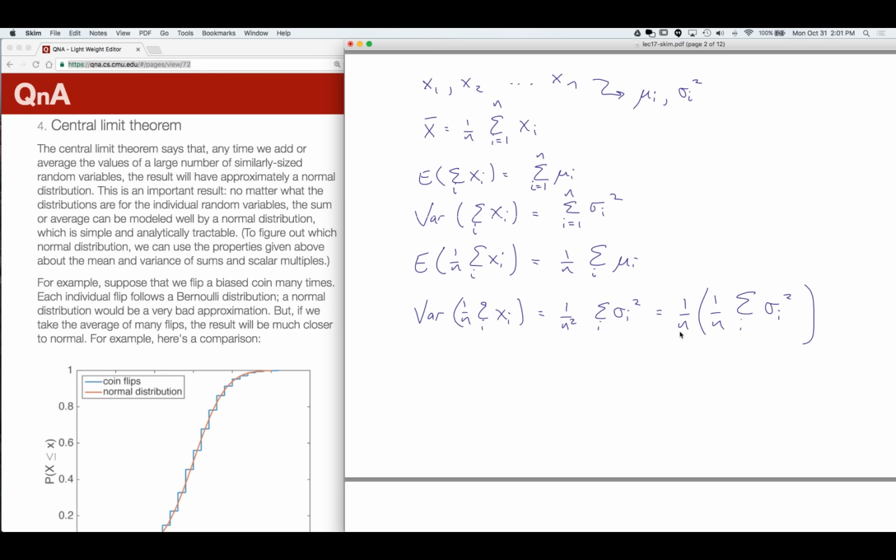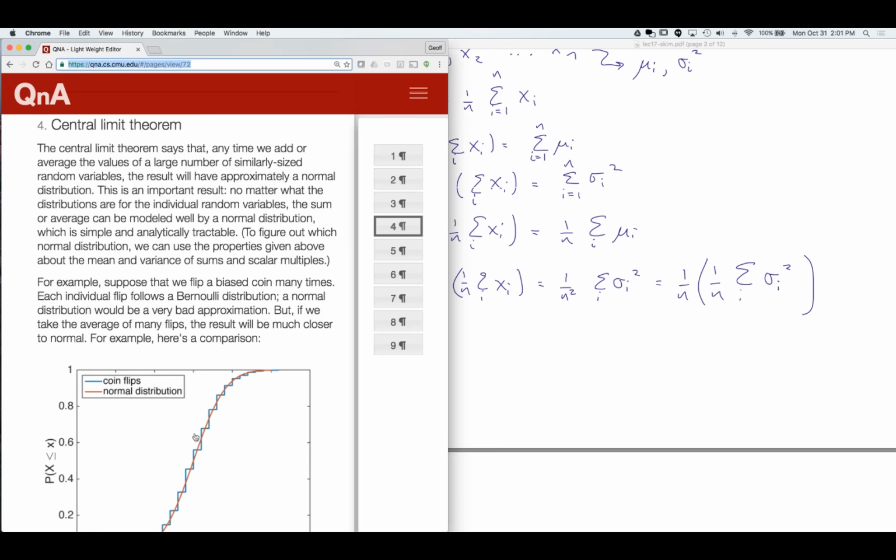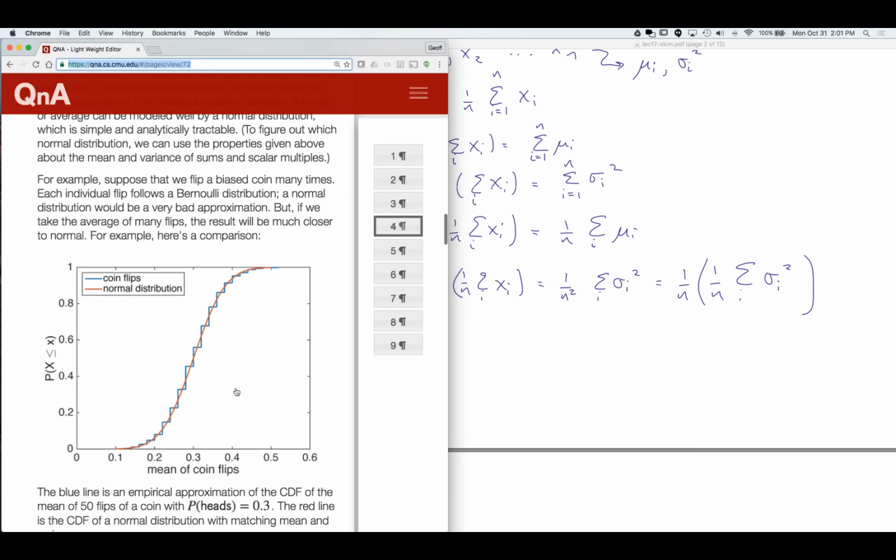And what I've done here is I've plotted, okay, so here's the mean of coin flips. And what I've plotted, the blue line here, the staircase-looking one, is an empirical approximation to the cumulative distribution function of the mean of 50 flips. The reason it's staircase-looking is that there's a discrete set of values that the mean can be. It can be 0 over 50, 1 over 50, 2 over 50.